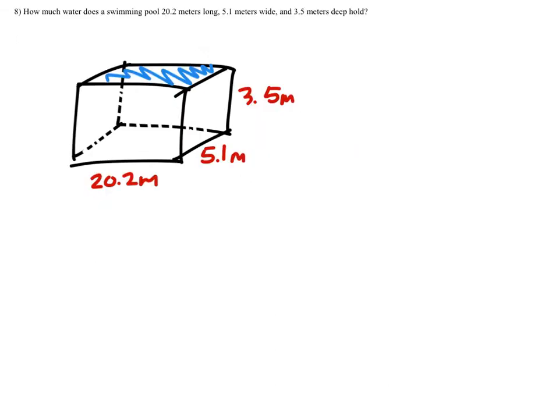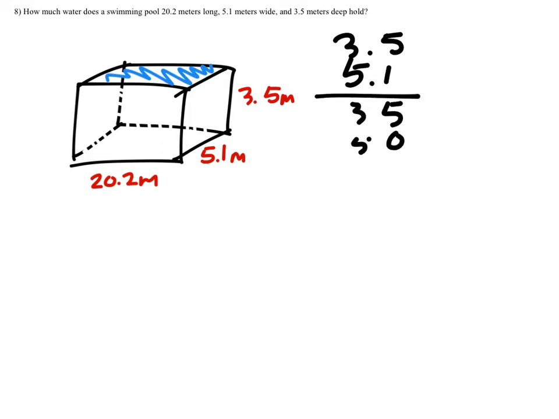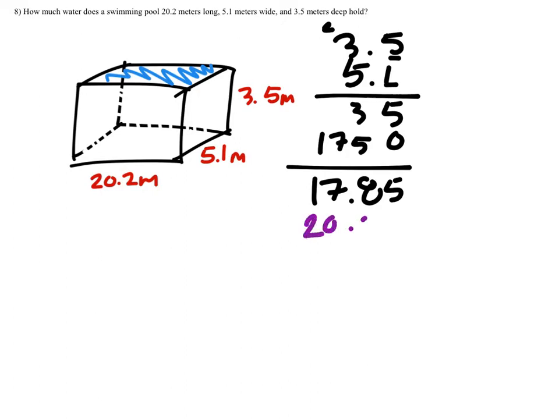It doesn't matter which one we start with. I'm just going to take 3.5 and multiply it by 5.1. So that's going to be 5 and a 3, tens position. Carry the 2. 5 times 3 is 15, is a 17. So I got 17.85 because of the 2 decimal places there. And then I'll multiply that by 20.2.